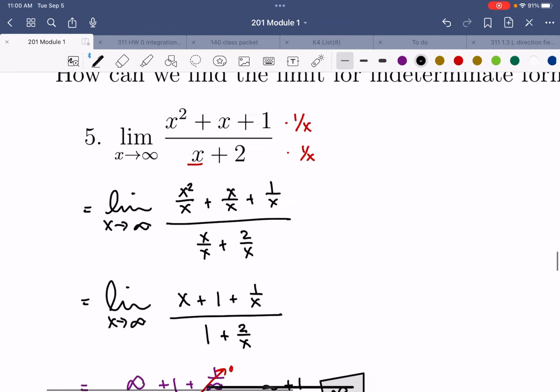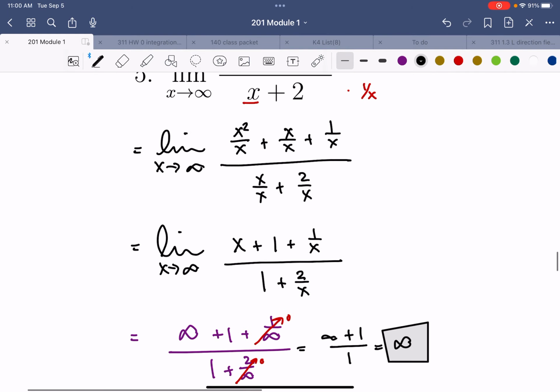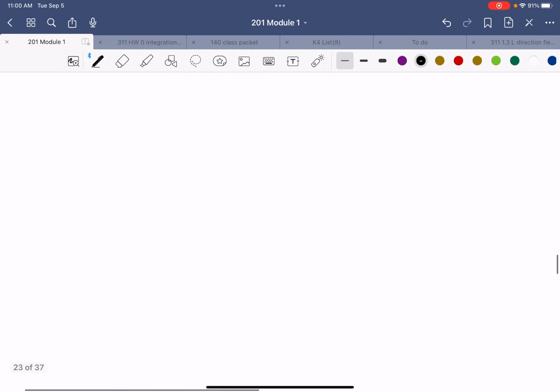So what we do here is we think about our two leading terms, and we want to multiply by 1 over the smaller of the two powers. And that's how we're going to use algebra to simplify our limits.